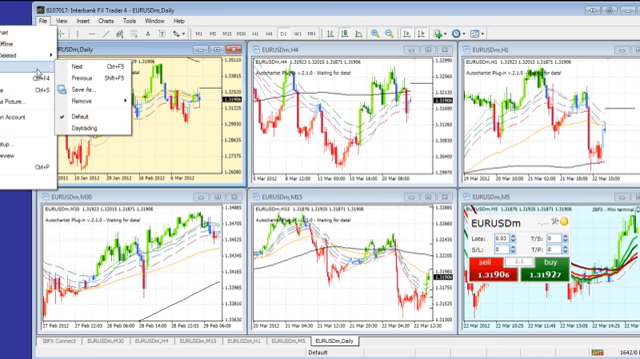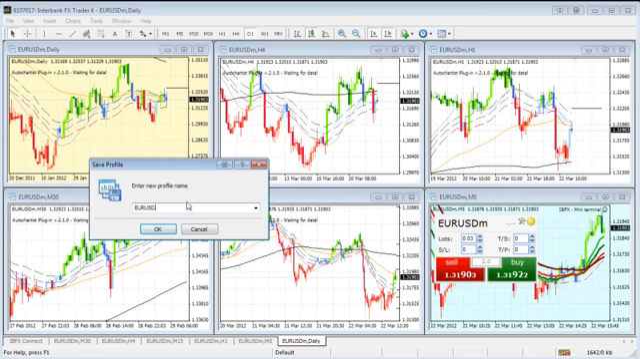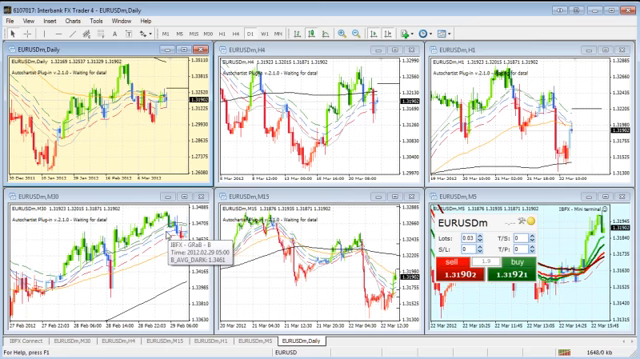What I'll tell you to do is go to your file drop-down menu, go to Profiles, and save it. So I'm going to save this as the Euro US dollar. So now I have this profile called the Euro US dollar. And anytime I want to take a look at the Euro US dollar across multiple time frames, I can.